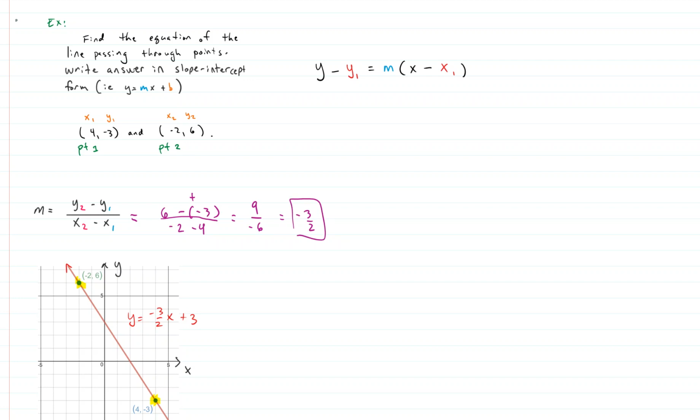So now we can plug that into our point-slope formula. We can pick either of the 2 points. I don't care which one we pick. Let's just go with point 1 because it's point 1. You can do either one.